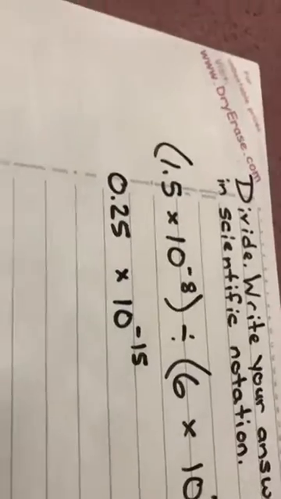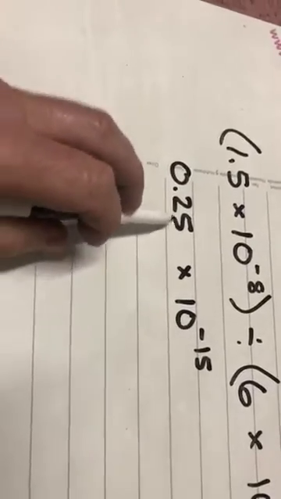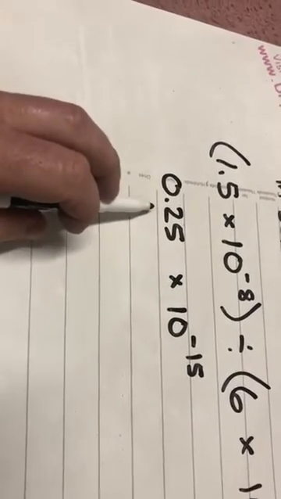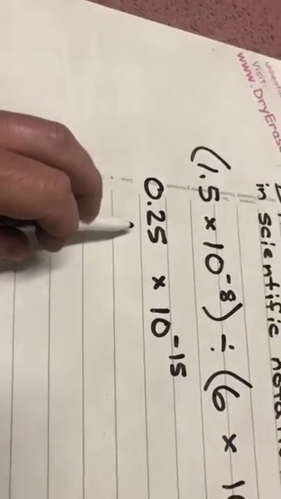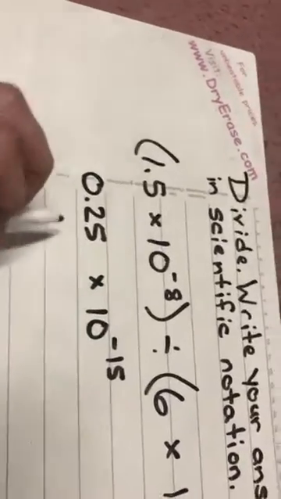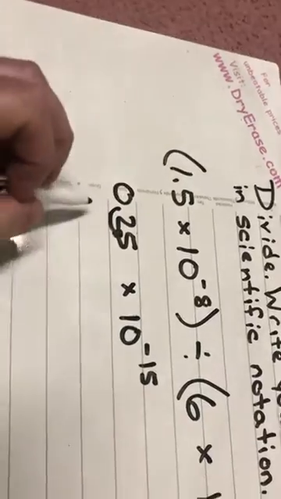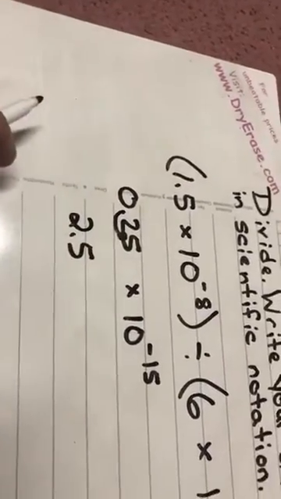But I have to write my answer in scientific notation. And as I'm sure that you've realized, this does not fit for scientific notation because this number is smaller than 1. And remember, our factor has to be at least 1, but less than 10. It can be 1, but it cannot be 10. To make that fit, I'm going to have to move the decimal over one place to the right to make that 2.5.